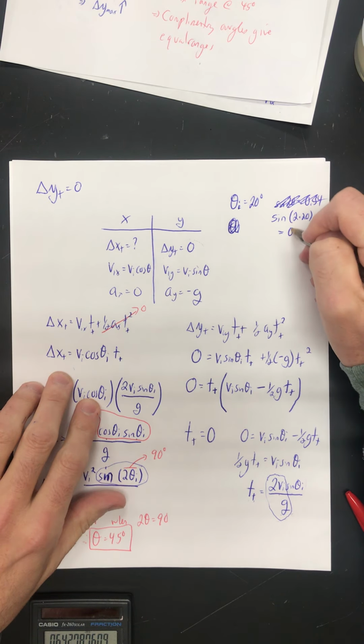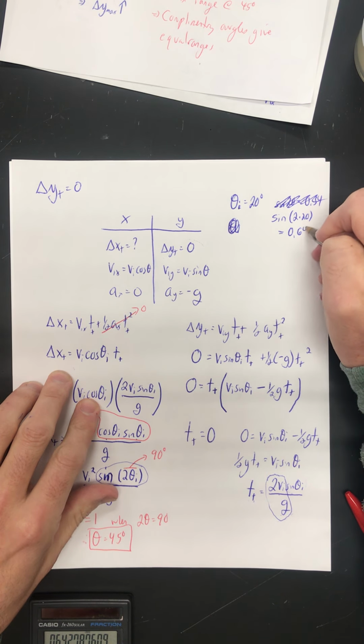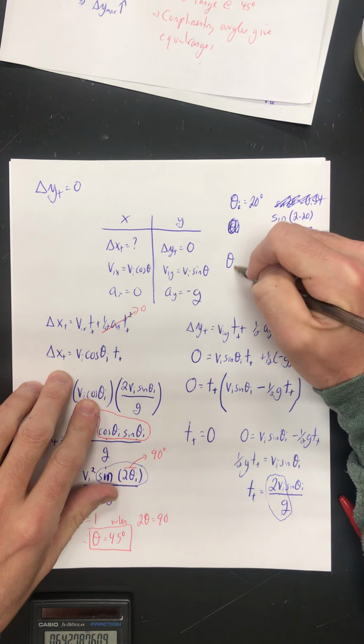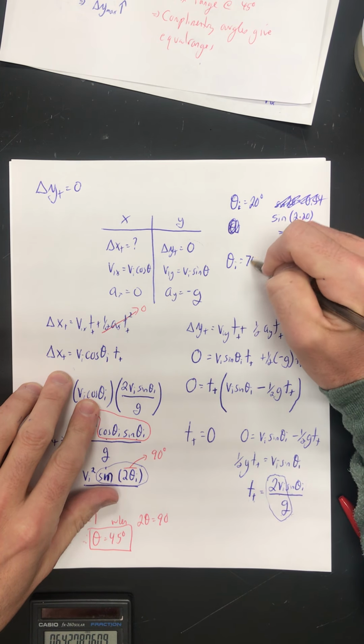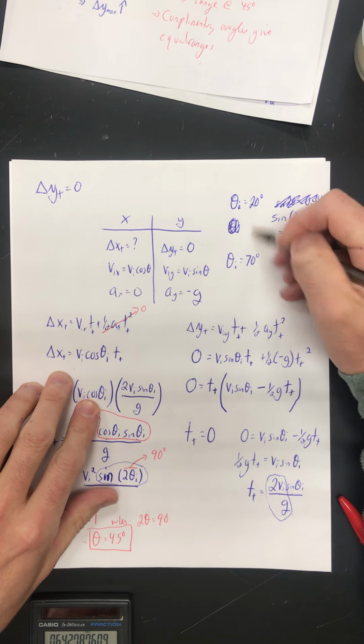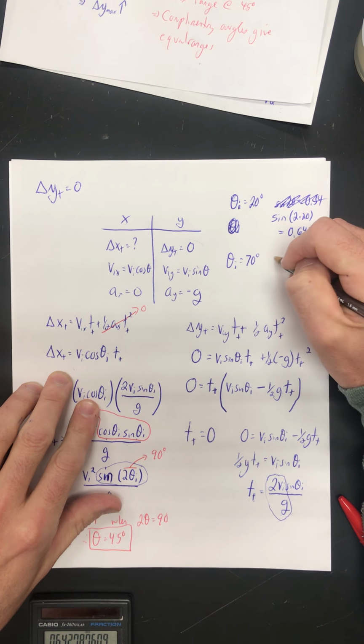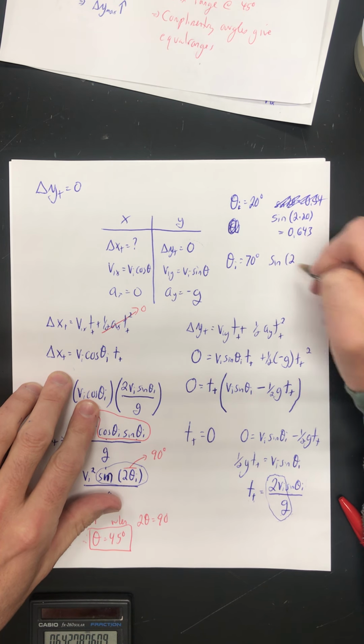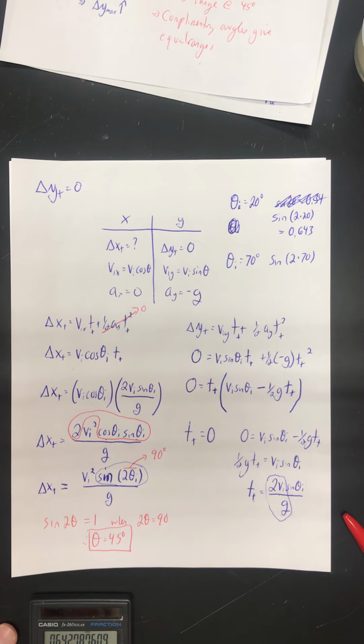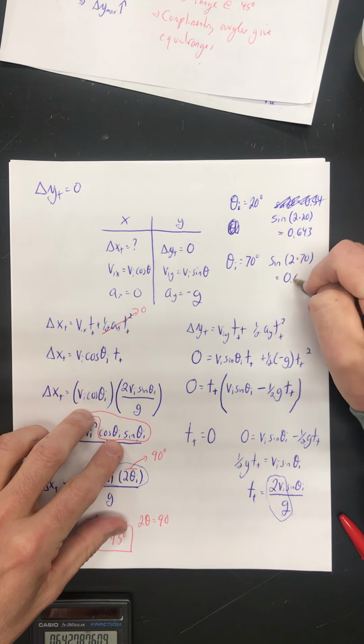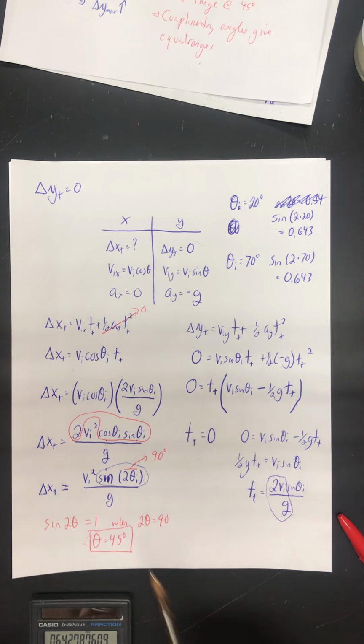okay, and I get 0.643. If I do its complement, theta i, which is 70 degrees, because the two have to add up to 90, that'd be sine of 2 times 70, or sine of 140, and when we put that in, oh my God, you get the same result out. And that sine of 2 theta structure is the reason why we get that.